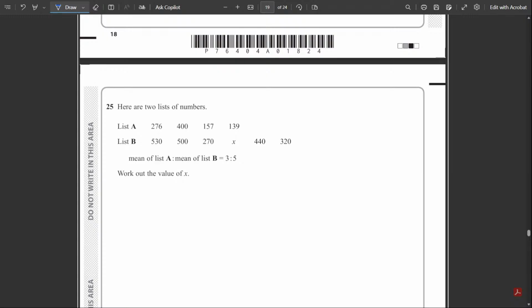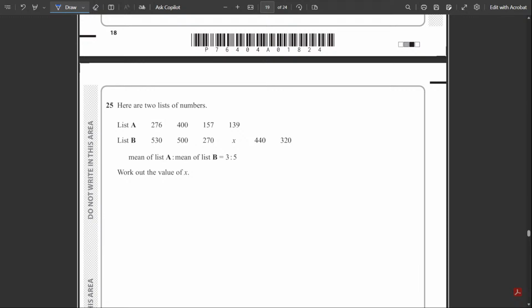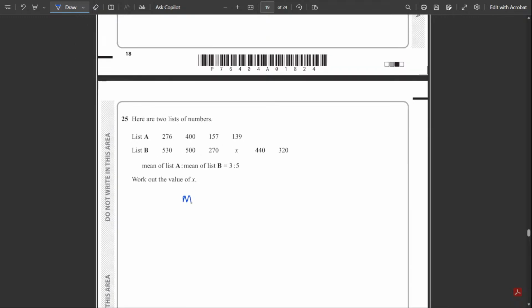Okay. So the ratio between the mean of A and mean of B is 3.25. So we know the mean of A quickly. Okay. What do you do to work out the mean? So mean A would be add the numbers up. So we could quickly add the numbers up.